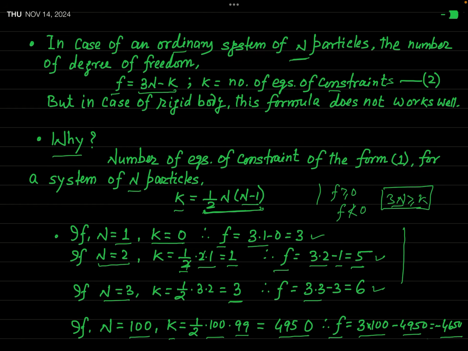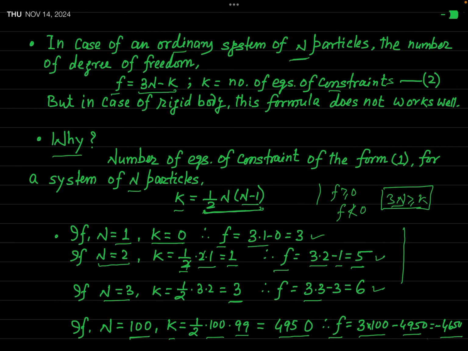Is it possible? The answer is no, because degree of freedom is never negative. So you can see this formula f equal to 3n minus k for finding the number of degrees of freedom fails badly when we consider a system containing 100 particles. And whenever we consider a rigid body, what is the number of particles in a rigid body? A countless number of particles is contained in a rigid body. So definitely this formula will completely fail in finding the degree of freedom of a rigid body.